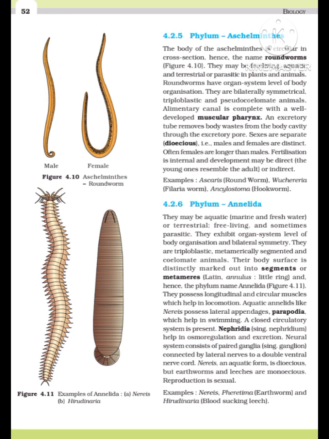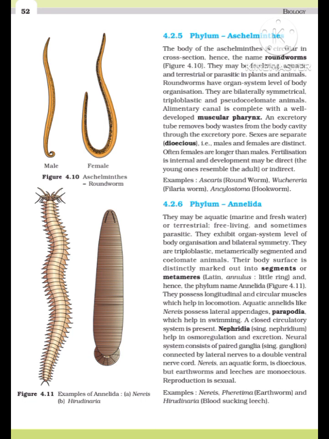4.2.6 Phylum Annelida. They may be aquatic, marine and freshwater, or terrestrial, free-living, and sometimes parasitic. They exhibit organ system level of body organization and bilateral symmetry. They are triploblastic, metamerically segmented and coelomate animals. Their body surface is distinctly marked out into segments or metameres and, hence, the phylum name Annelida, Latin annulus, little ring, Figure 4.11. They possess longitudinal and circular muscles which help in locomotion.